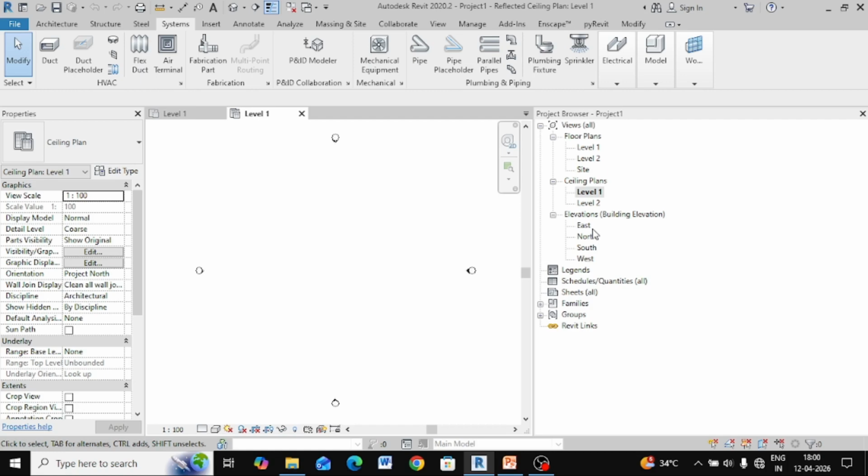To summarize, a floor plan shows elements at floor level, while a ceiling plan shows elements at ceiling level. Both are important for design, modeling, and coordination in BIM projects.